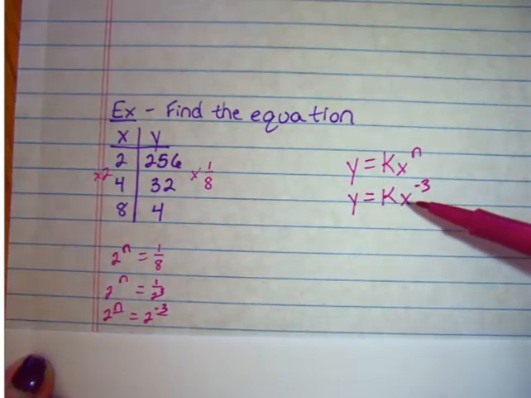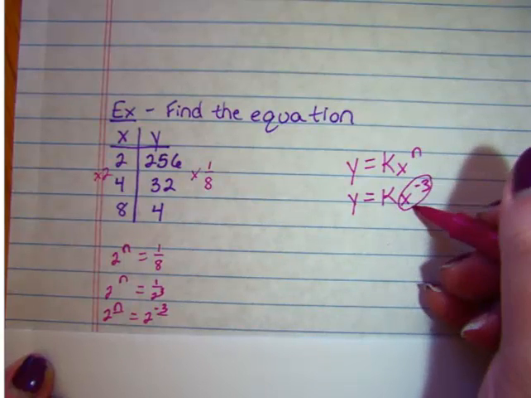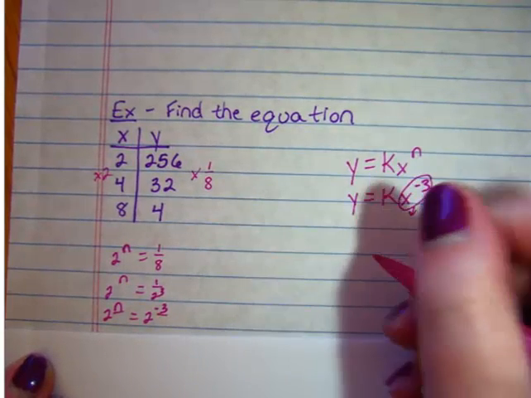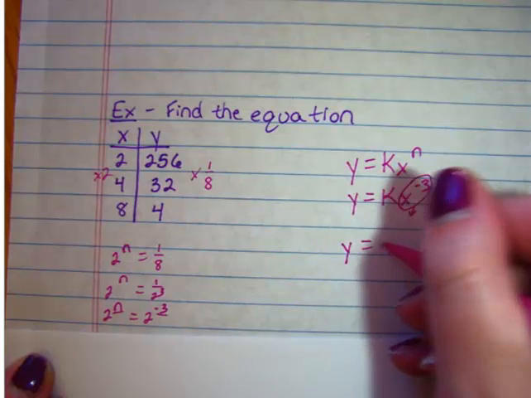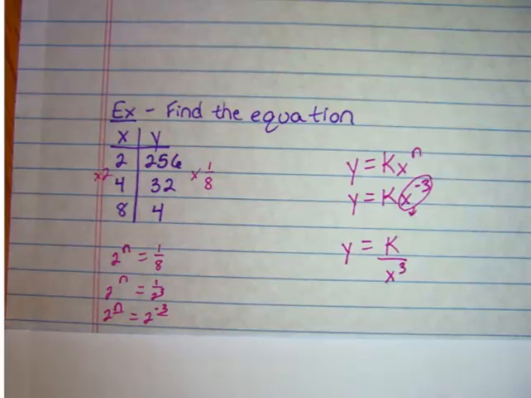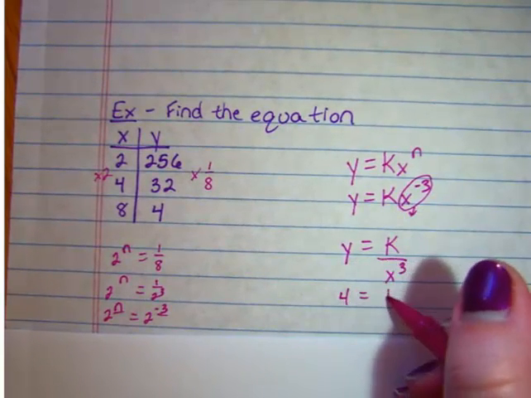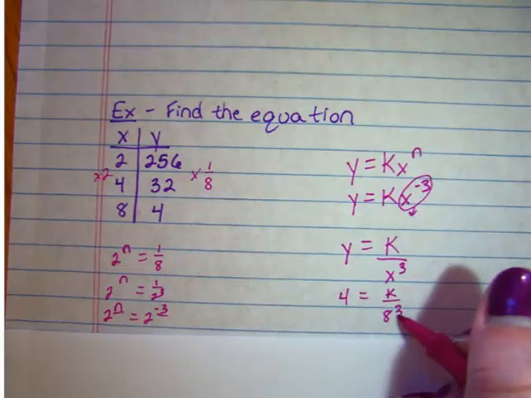So my equation is y equals kx to the negative third. Negative exponent attached to this base takes the base and the exponent and pushes it to the bottom. Therefore, my equation is y equals k over x cubed. This is an inverse variation. Now I plug in a physical coordinate point. Again, it does not matter which point you plug in, just pick one. I'll pick the smaller one, 8 and 4. So 4 equals k over 8 cubed.